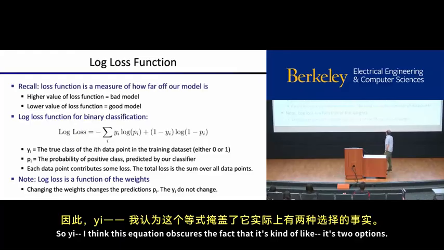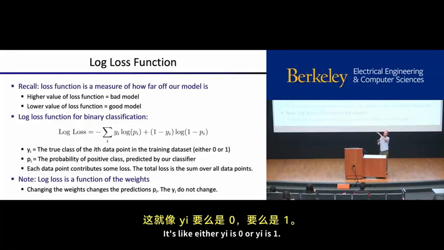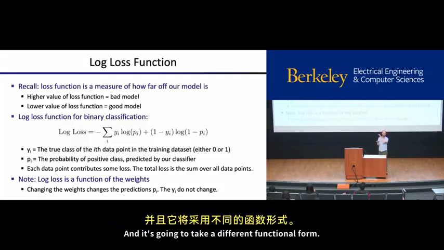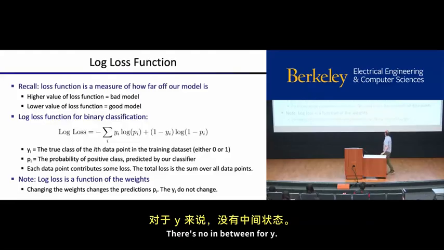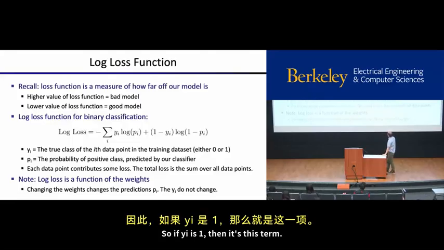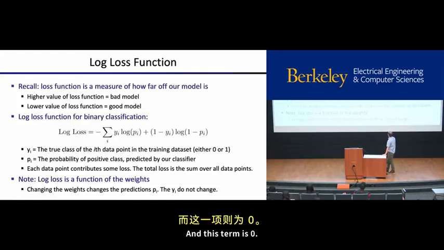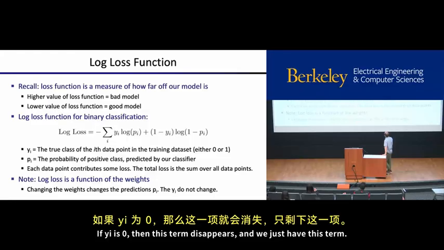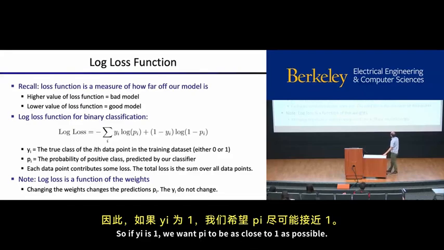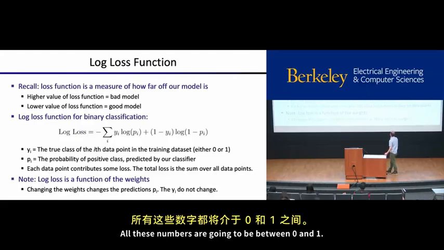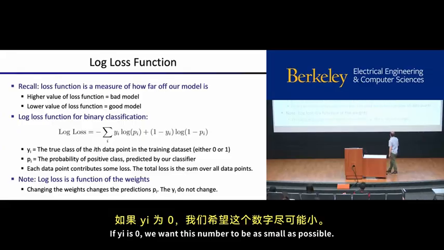So yi, I think this equation obscures the fact that it's two options. Either yi is 0 or yi is 1, and it's going to take a different functional form. There's no in between for y. If yi is 1, then it's this term, and this other term is 0, so it cancels out. If yi is 0, then this term disappears, and we just have this term. So if yi is 1, we want pi to be as close to 1 as possible. All these numbers are going to be between 0 and 1. If yi is 0, we want this number to be as small as possible.